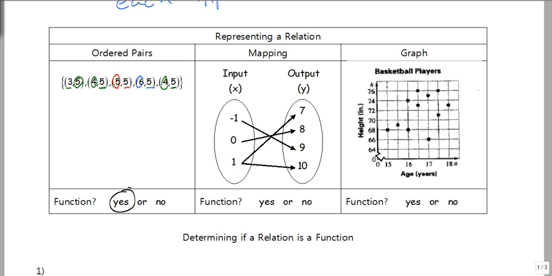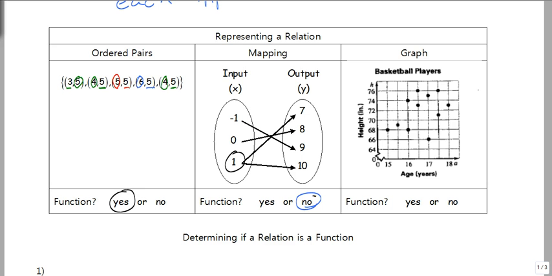Okay? Now let's look at mapping instead. My x values are -1, 0, and 1, and my outputs are 7, 8, 9, 10. If you look at this, notice that the input of 1 has two different outputs. I can get either a 7 or a 10. So, is this a function? Hopefully you guys realize that is no. You cannot have two outputs for one input.